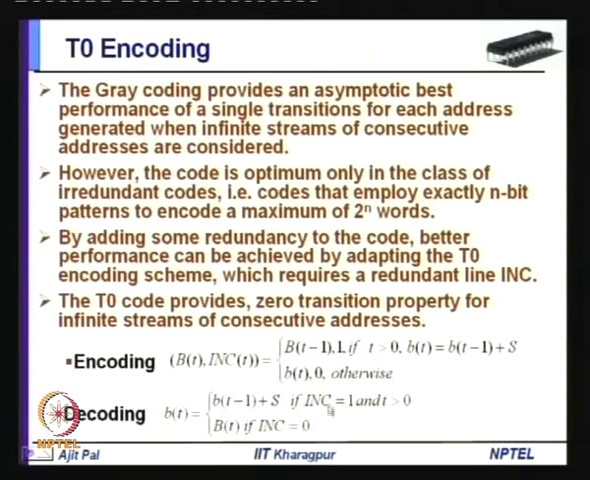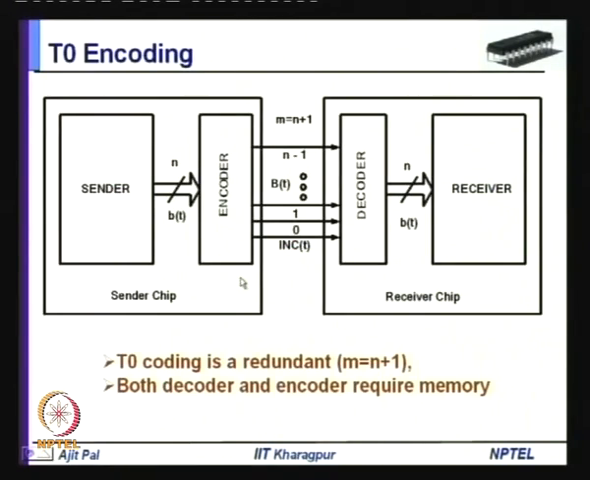Whenever the increment bit is 1, then BT will be BT minus 1 plus S, that is, it has to be increased by the stride value. Otherwise, a new value will come, that is BT, and this is how it can be implemented. And you can see the encoder will be generating those BT bits and the INC increment bit, and on the decoder side it will generate the BT. So, here it is capital BT and it is small BT, and this particular code is redundant in nature, but in this particular case you can see both the encoder and decoder will require memory.